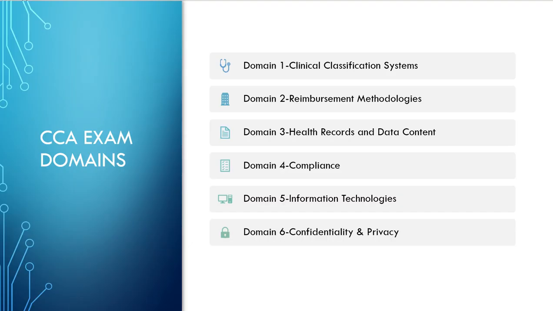All right, the last topic is regarding the domains for the CCA exam. You are expected to know certain domains such as clinical classification systems, reimbursement methodologies, health records, data content, compliance, information technologies, confidentiality, and privacy. In our future sessions, I will focus on each and every domain.